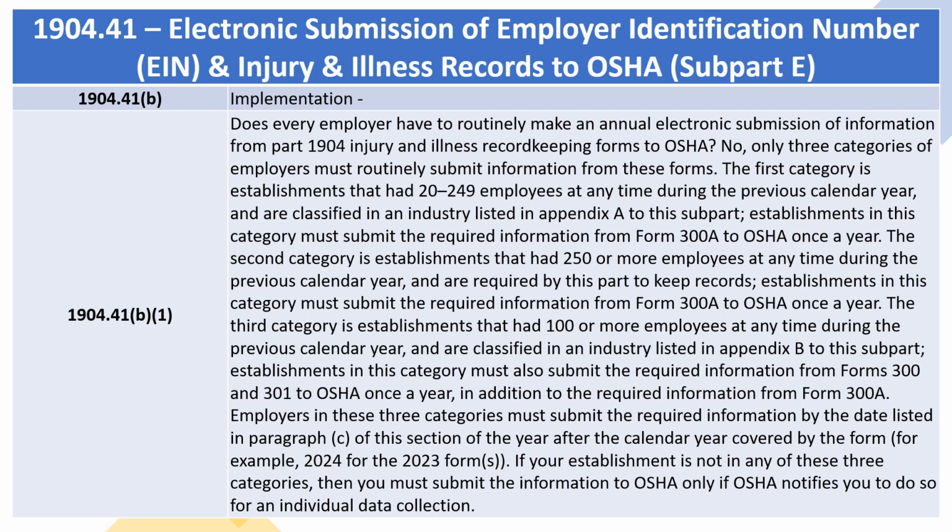Employers in these 3 categories must submit the required information by the date listed in paragraph (c) of this section of the year after the calendar year covered by the form, for example, 2024 for the 2023 forms. If your establishment is not in any of these 3 categories, then you must submit the information to OSHA only if OSHA notifies you to do so for an individual data collection.